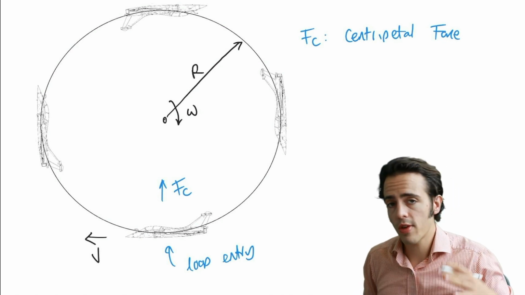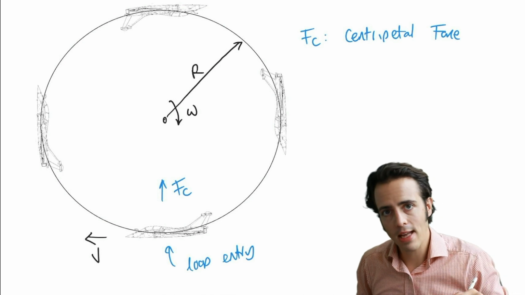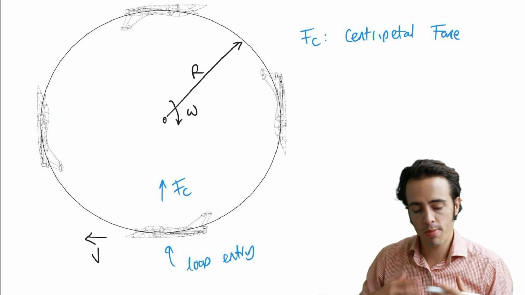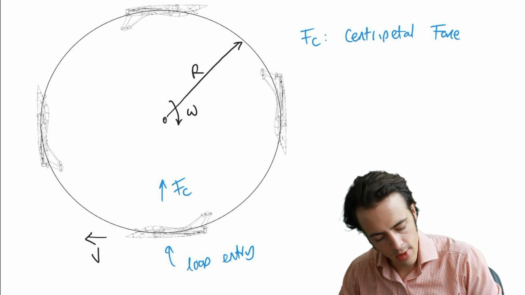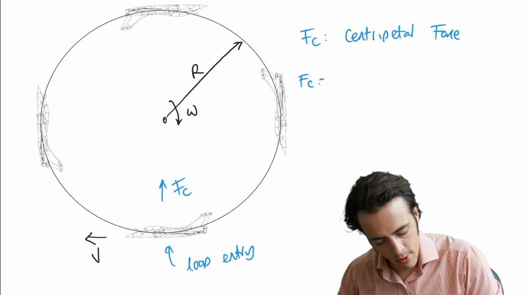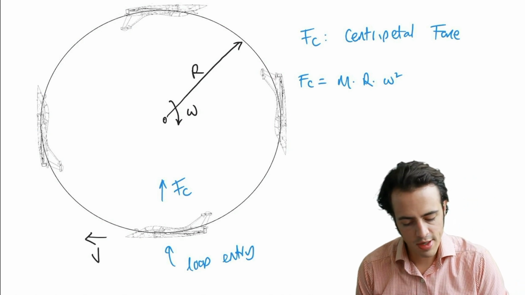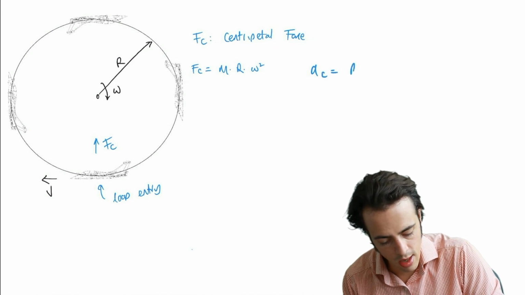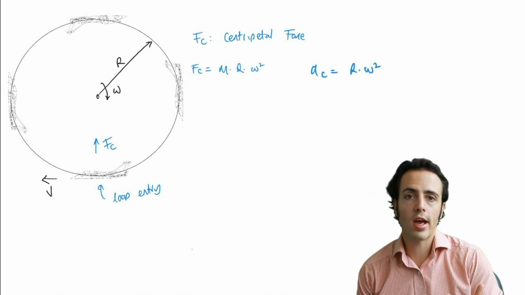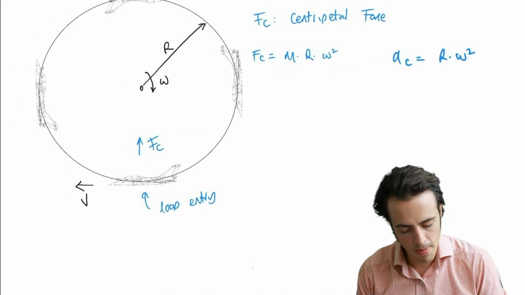The centripetal force, we can remember, centripetal means center seeking. This is the one that maintains that loop, and it's what causes the centripetal acceleration, which is what causes us to spin in this perfect circle. So Fc is equal to the mass multiplied by the radius multiplied by the angular velocity squared. This just comes from the definition of centripetal acceleration, ac is equal to r omega squared, and Newton's second law. We use those together to get this centripetal force.